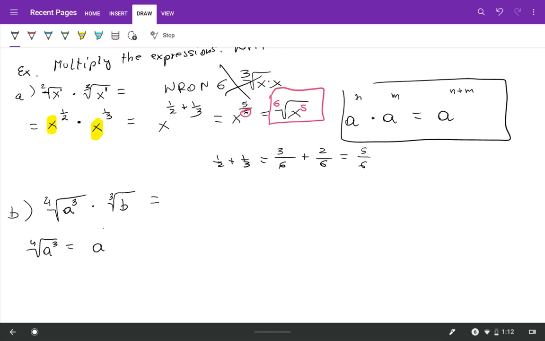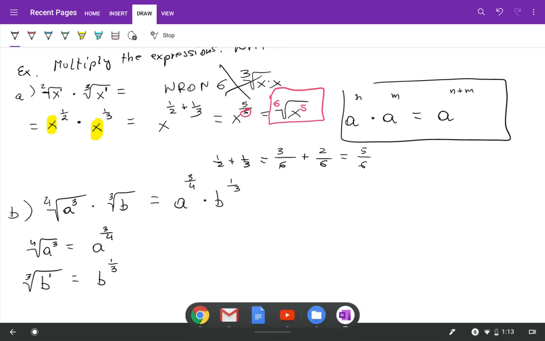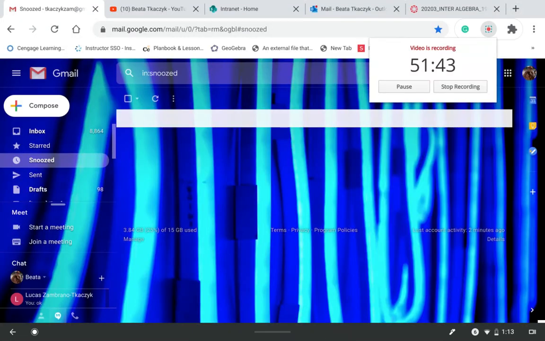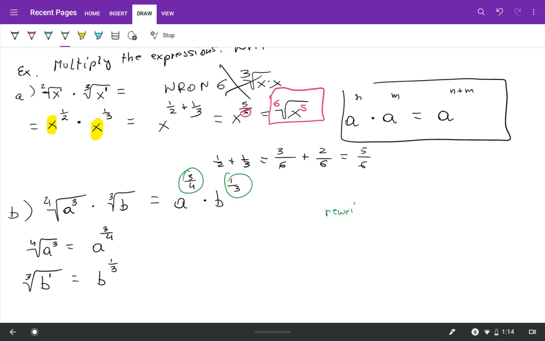Okay, so the last example. Same thing: since the indexes of the radicals are different, we need to change them to exponential expressions. The radical of index 4 of a to the power of 3 is the same as a to the power of 3 over 4. And then the radical of index 3 of b, if you don't see the exponent next to b, just put 1, so this is the same as b to the power of 1/3. So that will be equal to a to the power of 3 over 4 times b to the power of 1/3.